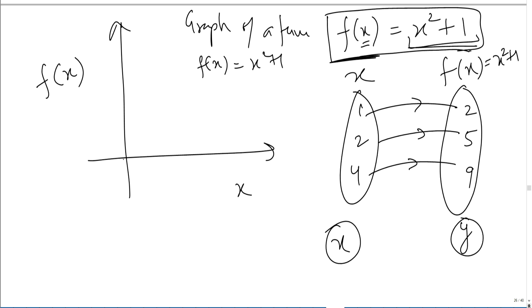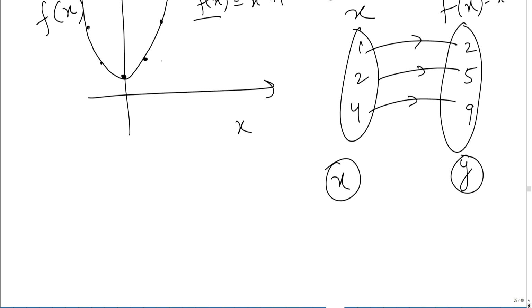So, let us say when x is 0, what would be the value of function f of x? What would be the outcome? When x is 0, outcome is 1. So, f of x is 1 when x is 0. When x is 1, then outcome is 2. When x is 2, then outcome is 5, and so on. The same thing will happen on this side. Okay. So, this is how you can draw the graph of a function. So, this is the graph of the function f of x equals x square plus 1.